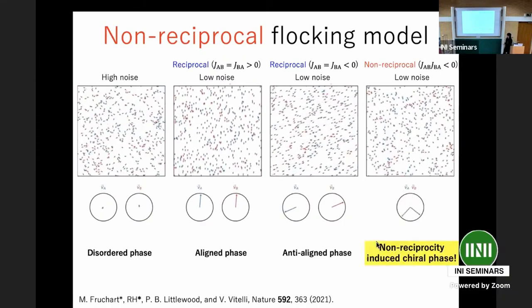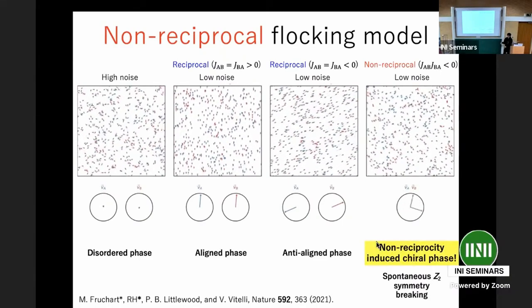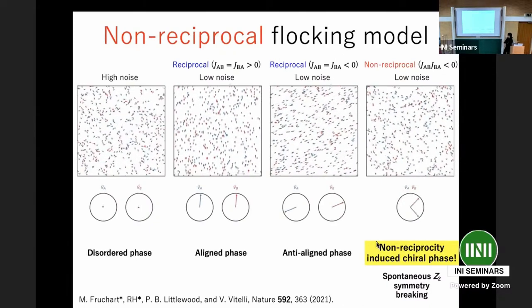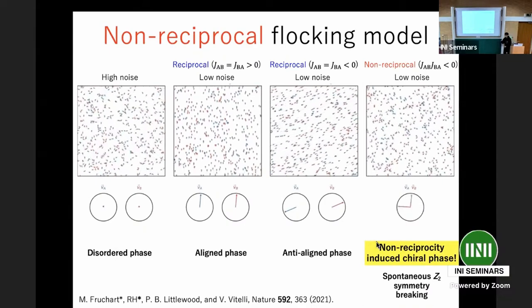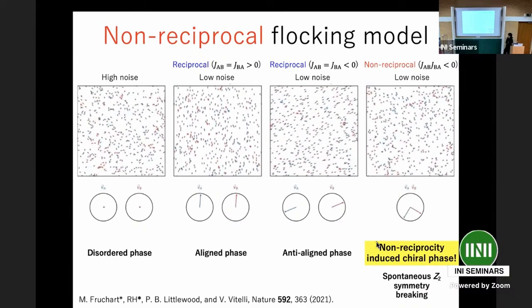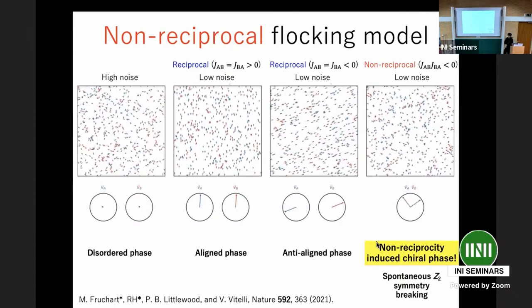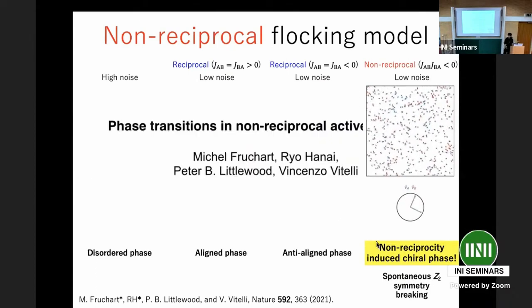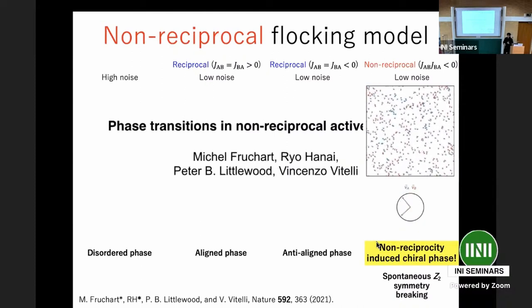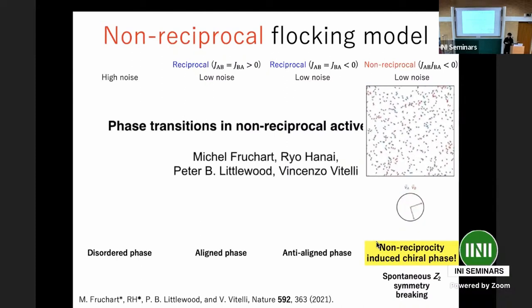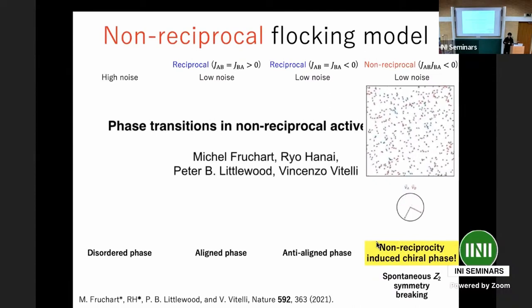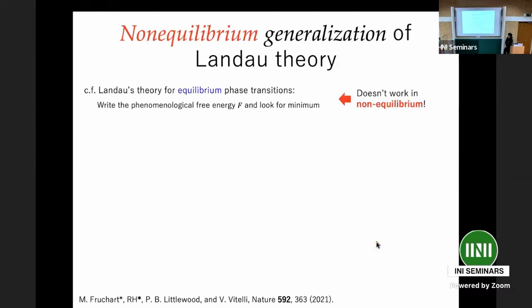But interestingly, this spontaneously breaks a Z2 symmetry, where whether it goes to left-handed or right-handed depends on the initial condition. So how should we understand this? From a general perspective, can we construct a general theory in analogy to the Landau theory, like a Goldstone theory? How do we understand this?